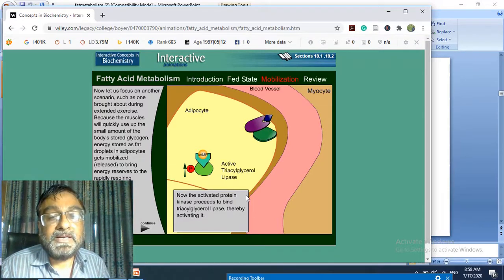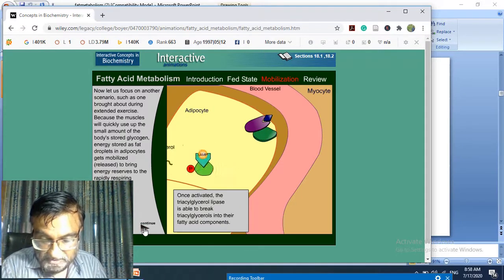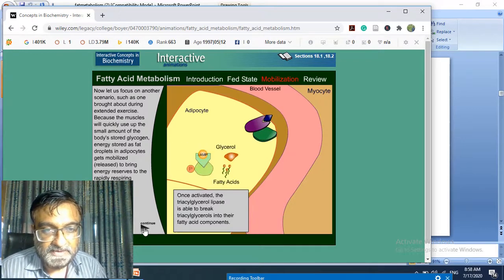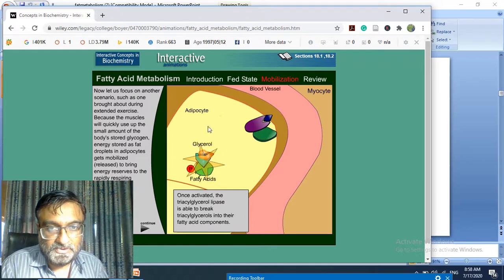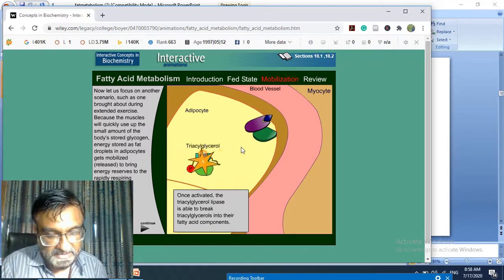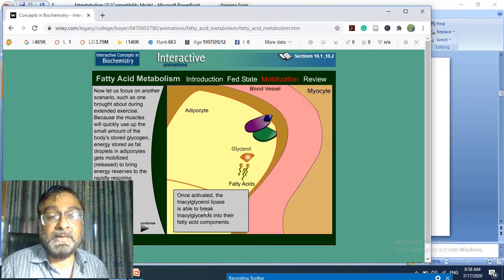So now the activated protein kinase proceeds to bind the triacylglycerol lipase, thereby activating it. Any triacylglycerol molecule that comes here will be broken down in the adipose tissues, so that the glycerol will be separated and the fatty acid will be separated. So this is the whole story of how it works under hormone control. Once activated, the triacylglycerol lipase is able to break the triacylglycerol into the fatty acid components.